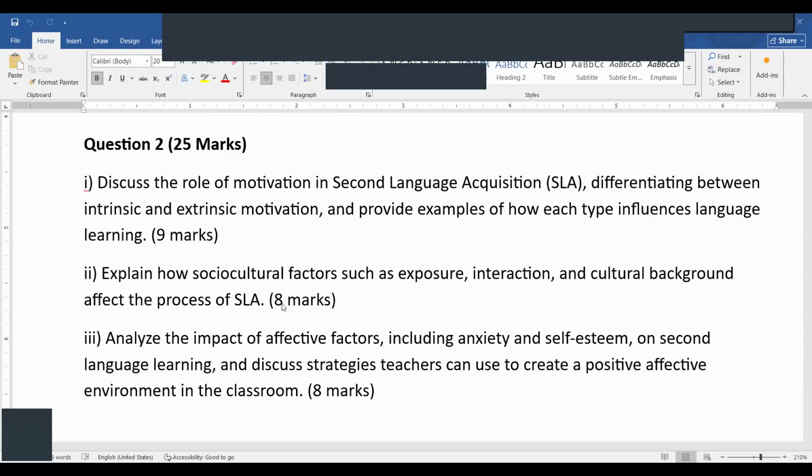Another one, the third one, is to analyze the impact of affective factors, and the question says, if you forgot, you can recognize them from the question itself. So what comes as affective factors? Anxiety, self-esteem, and discuss strategies teachers can use to create a positive affective environment in class. We have discussed that. Think about it. Self-esteem, anxiety.